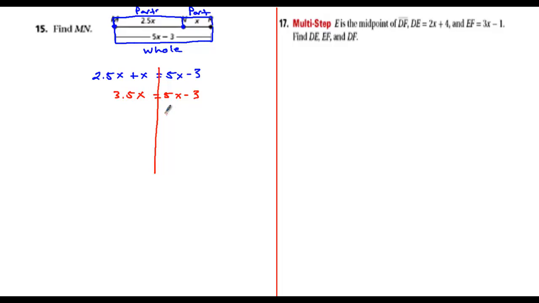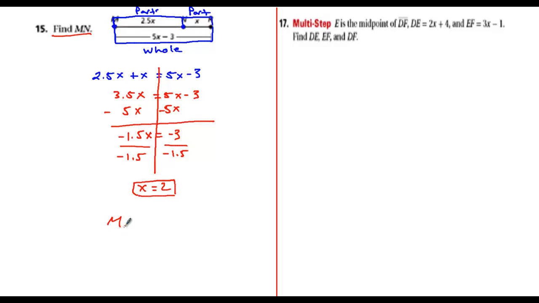So never try to avoid having nothing on this side. Since we don't want to move the 3.5x, we're going to move the 5x, and I'm going to do that by subtracting it from both sides, and I'm going to get negative 1.5x equals negative 3. And I'm going to divide both sides by negative 1.5, and I'm going to get x equals 2. Now, x equals 2 is not the answer to this problem. This problem asked you to find MN. Well, MN is equal to 2.5 times x. And since you know that x is 2, you now know that M to N equals 5.